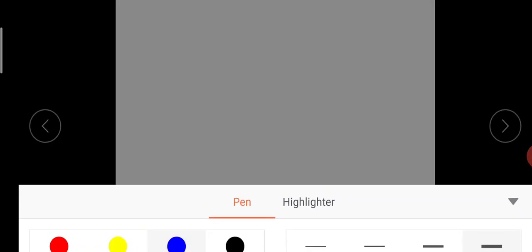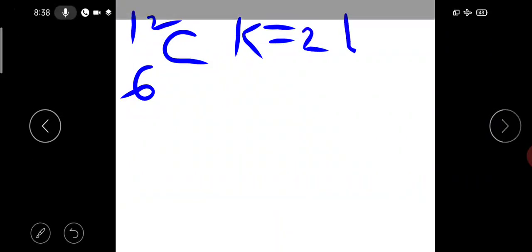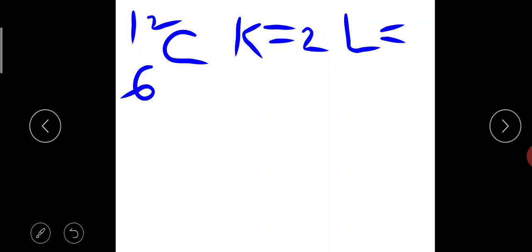Shall we do one more? Another atom, shall we do? Okay, let us do it for carbon. So carbon is represented as carbon 6, 12. That is, the atomic number is 6, the mass number is 12. So the atomic number is 6, which means how will you write the electronic configuration? In the K shell you will put 2 electrons, and in the L shell you will put the remaining 4. So 4 plus 2 will be 6.